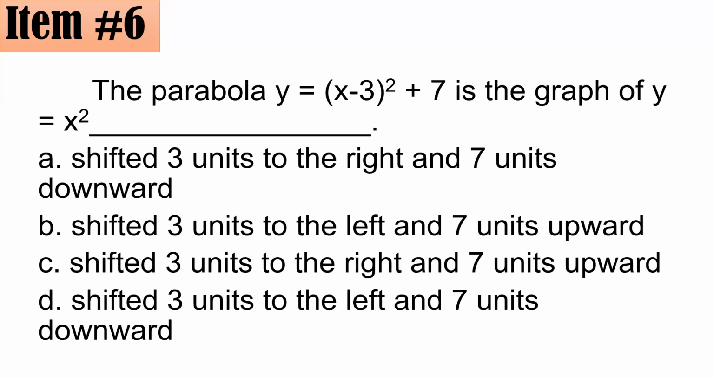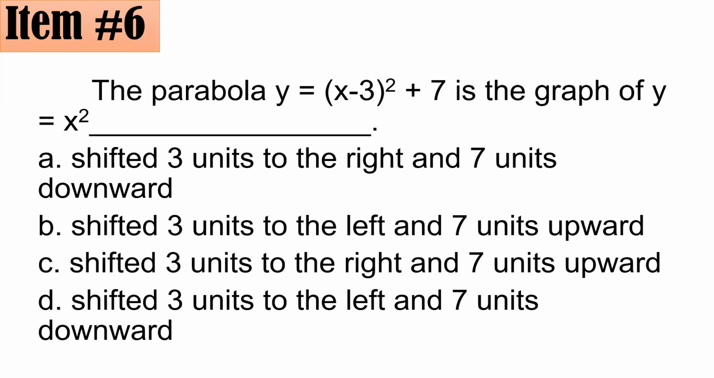6. The parabola y equals x minus 3 quantity squared plus 7 is the graph of y equals x squared, but what? Is it shifted what? A, 3 to the right, 7 down. B, 3 up, 3 left, 7 up. Letter C, 3 to the right, 7 upward. Or D, 3 left and 7 downward. What do you think is the correct answer?